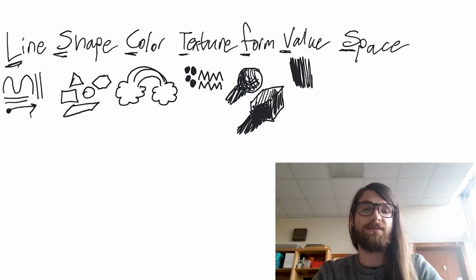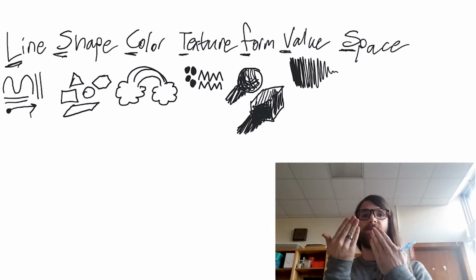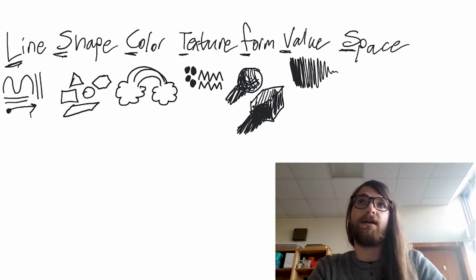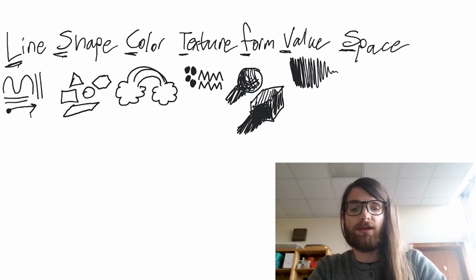And then last one is space. So that means stuff in the front, the middle, the back. Stuff that's close and far away. So I'm going to draw some different shapes. Some of them are going to be close. Some are going to be far away.